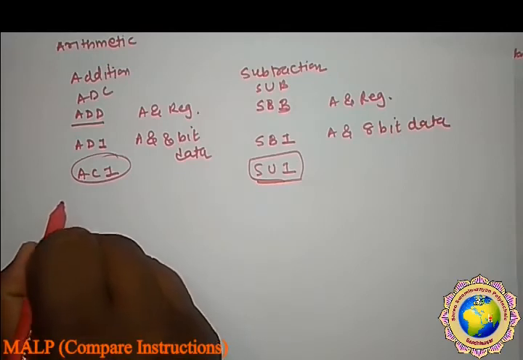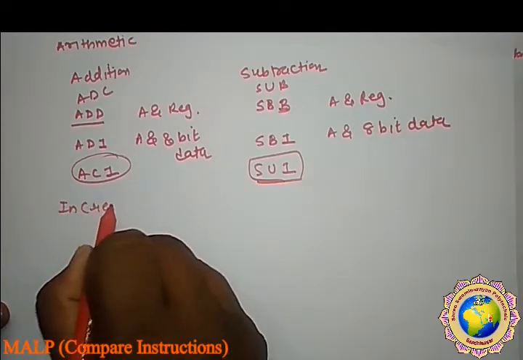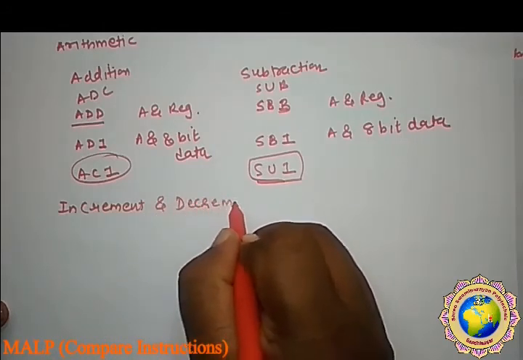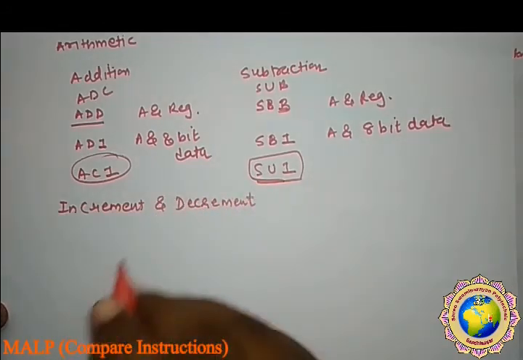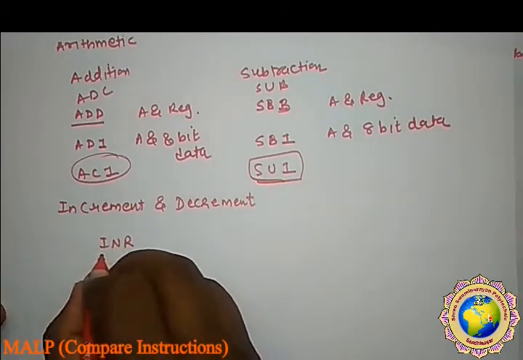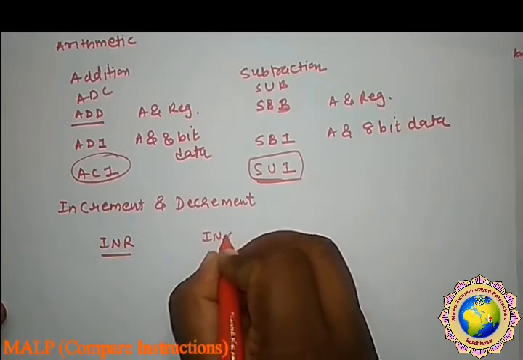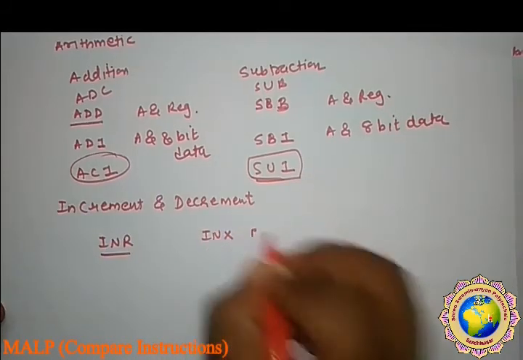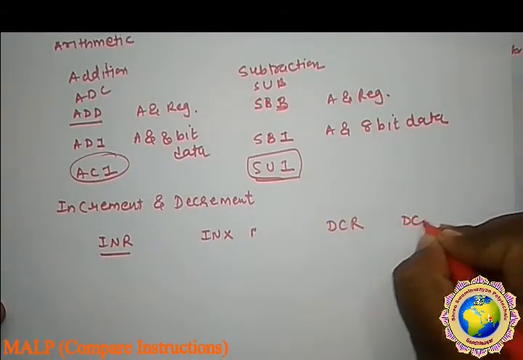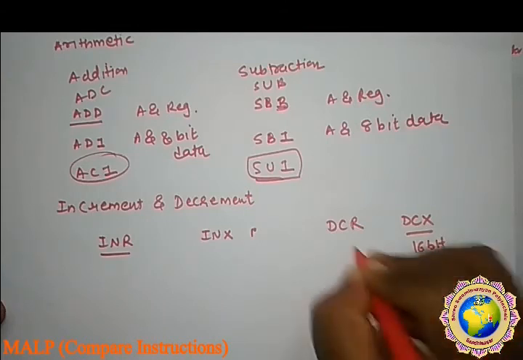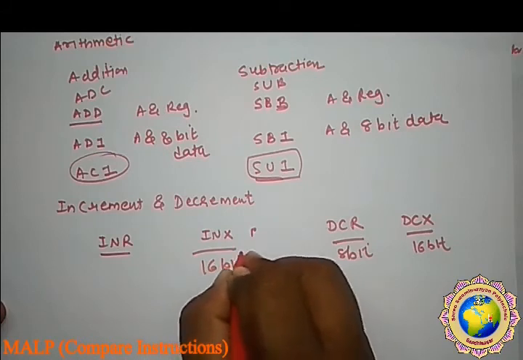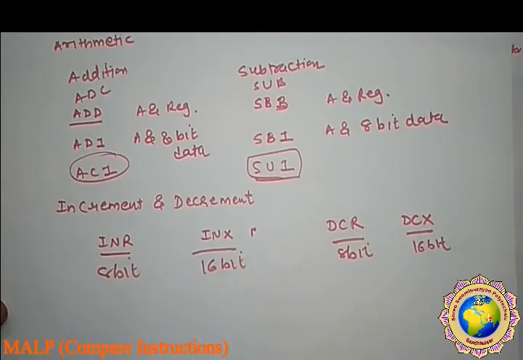You have also studied the increment and decrement of registers. For 8-bit you have to use INR. For the 16-bit increment you have to use INX. Also for the decrement you can use DCR and DCX. This is for 16-bit and this is for 8-bit.